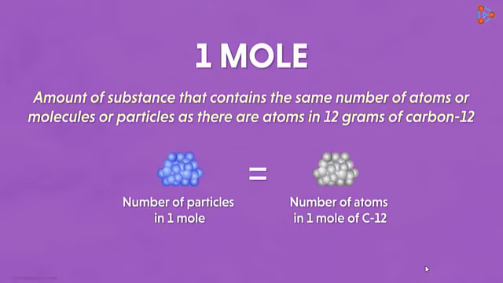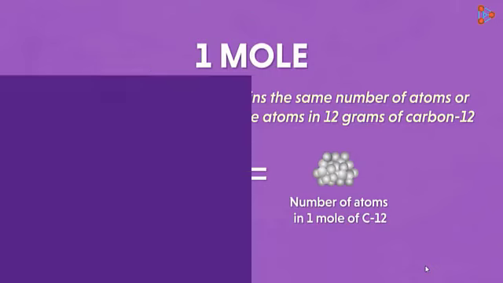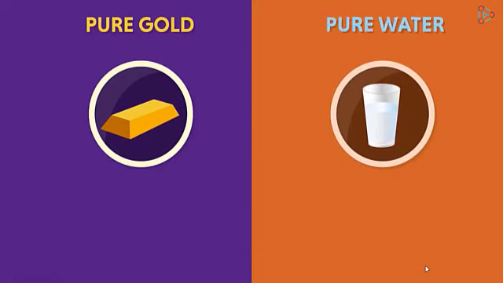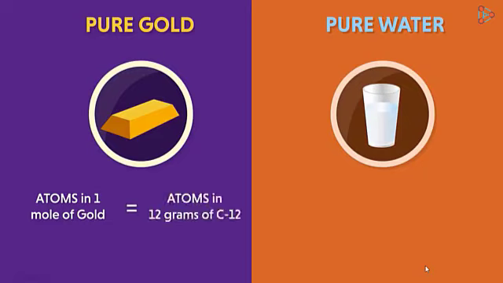Many people get confused when it comes to the concept of mole. Let's take many more examples to be absolutely sure. How about taking the same example of pure gold and pure water? When we say 1 mole of pure gold, then according to our definition, it will have the same number of atoms as the number of atoms in 12 grams of carbon-12. That means 1 mole of gold will have 6.022 times 10 raised to 23 atoms of gold.